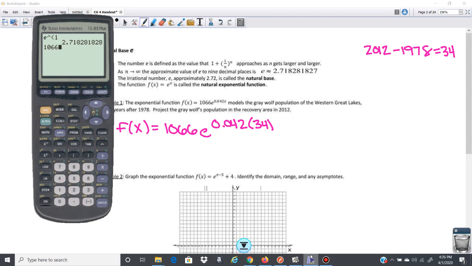So 1066, then second e, and then it already opens up the parentheses for you. So 0.042 times 34, and then close the parentheses. You're going to get 4,445, and it doesn't say where to round. So I'm assuming since we're talking about actual things, about wolves, let's just round up. So 4,446.